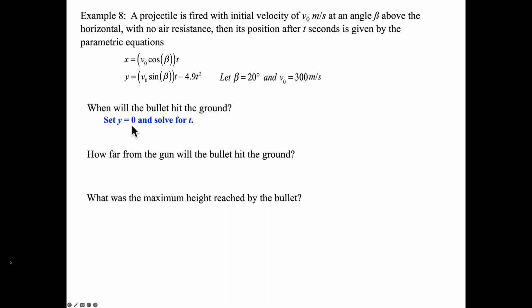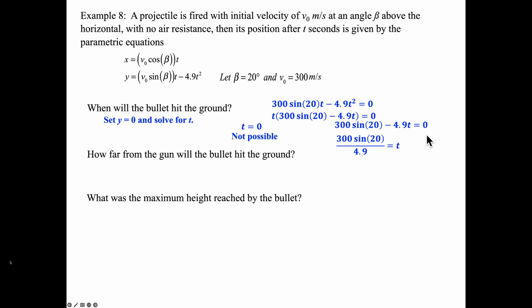If it's going to hit the ground, that means our y is equal to 0. Solve that for t. Okay, so let's go to the y equation. 300 in for v sub 0, sine of 20 degrees times t minus 4.9 t squared equals 0. Well, factor out a t. Set each factor equal to 0. Well, t equals 0 is not possible. We haven't fired the gun at t equals 0, so it hasn't hit the ground yet. Take 300 sine of 20 minus 4.9t, set that equal to 0. Okay, add over the 4.9t, divide over the 4.9. There is my exact value.